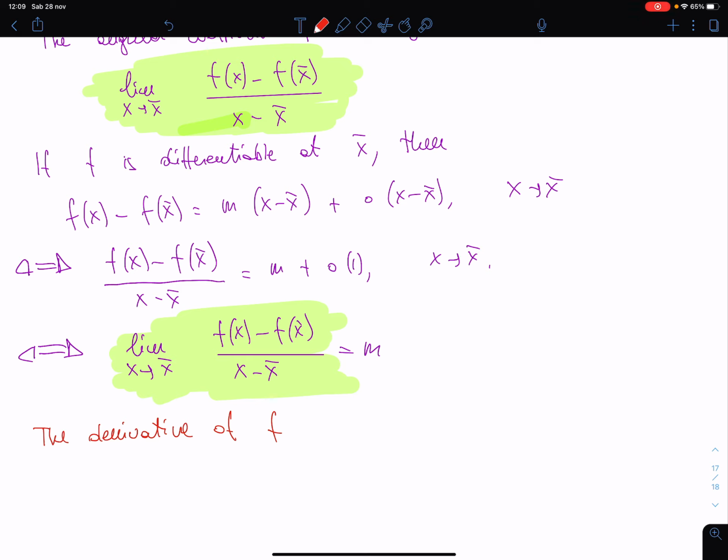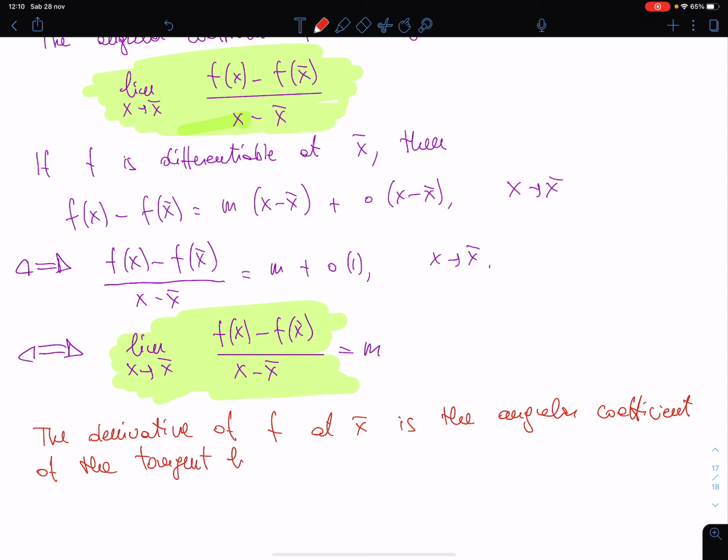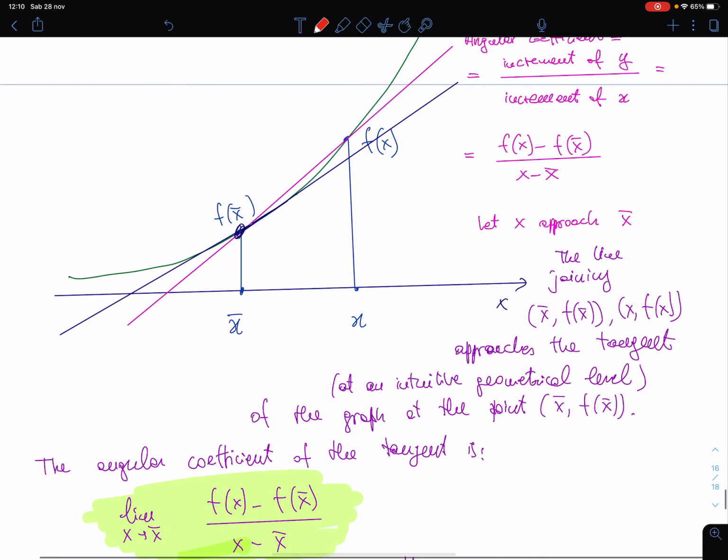the derivative of f at the point x bar is the angular coefficient of the tangent line to the graph of f at the point x bar, f of x bar. This is what we constructed here.